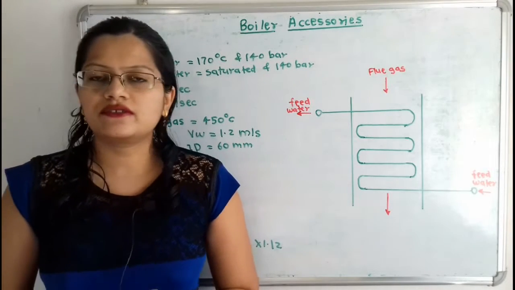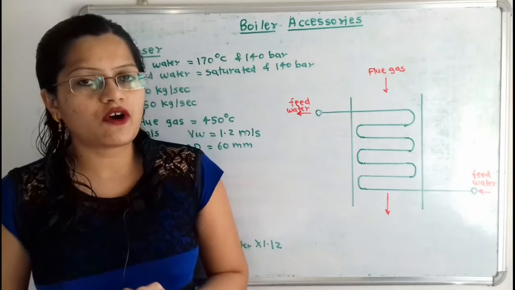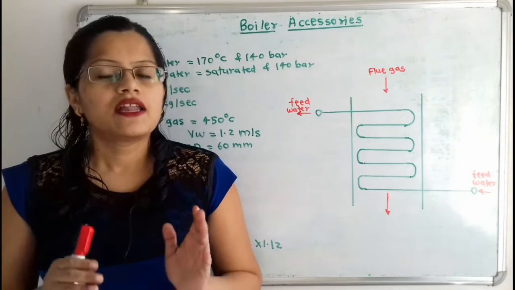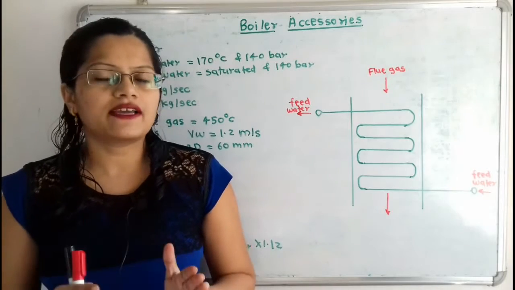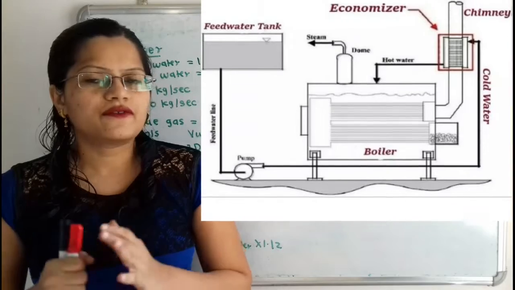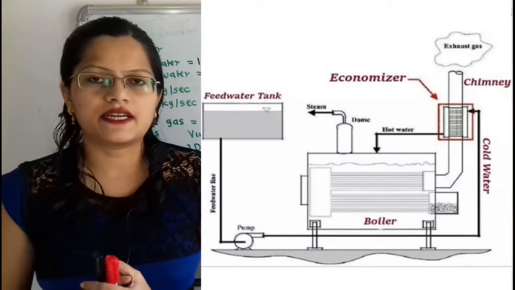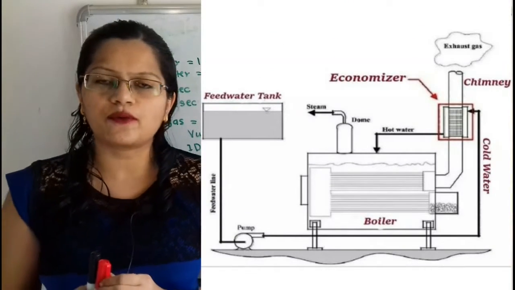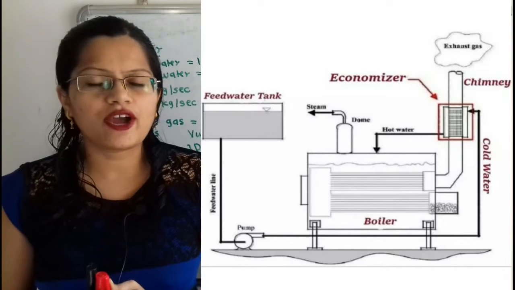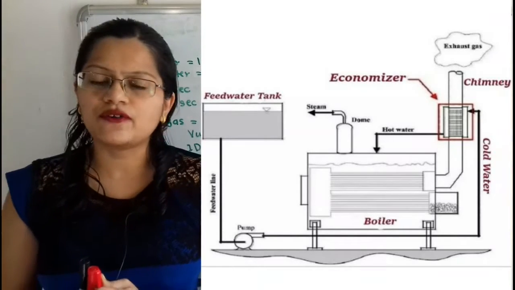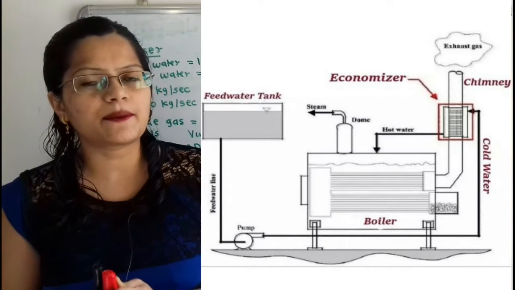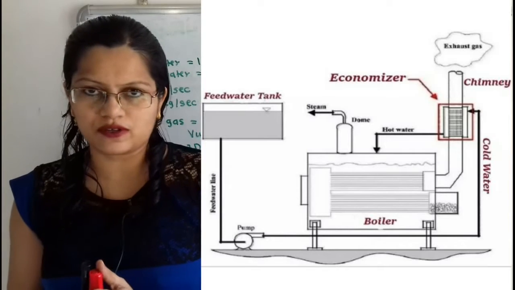Today we are going to solve a problem on economizer from the chapter Boiler Accessories. Let us first understand why this economizer is used. Feed water from the boiler is getting heated by using the heat from the flue gases, and 1% of fuel cost is getting saved for every 6 degrees Celsius rise in the temperature of boiler feed water.